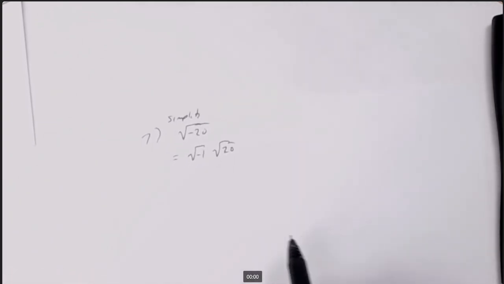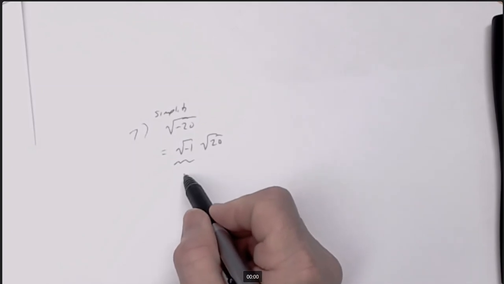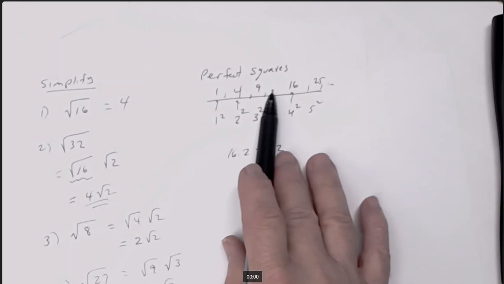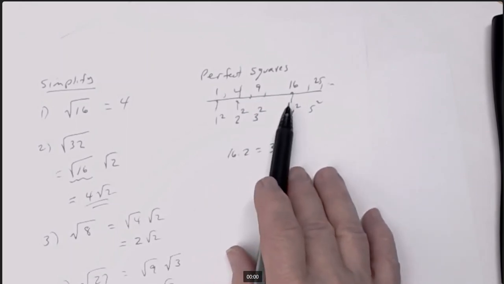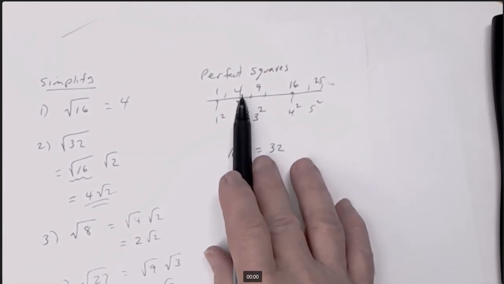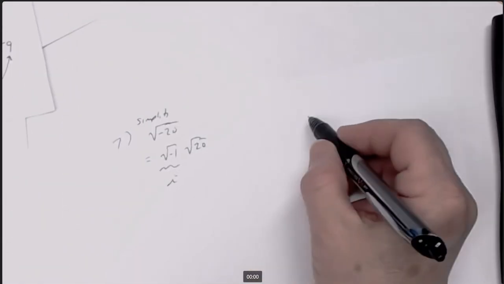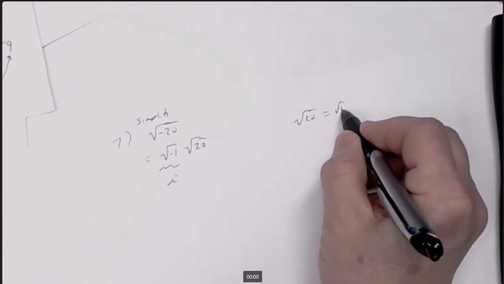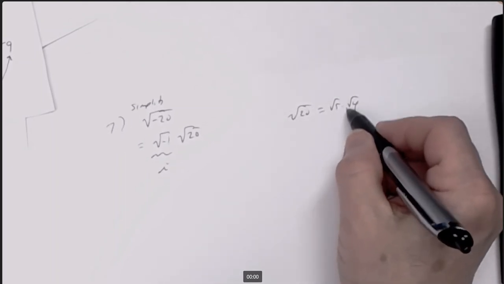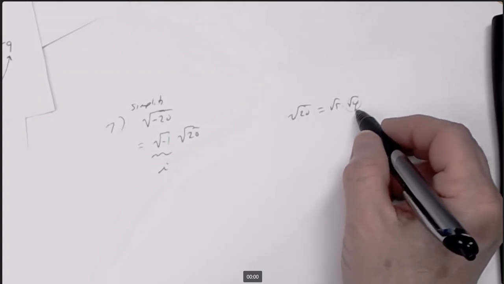All right, now I've got to think about 20. Is there a perfect square that goes into 20 besides 1? Oh, yes, there is. 4. So I can write 20 as 5 times 4, and the square root of 5 times the square root of 4. And what's the square root of 4? 2. So this becomes 2 square root of 5, right? So this becomes i times 2 square root of 5.